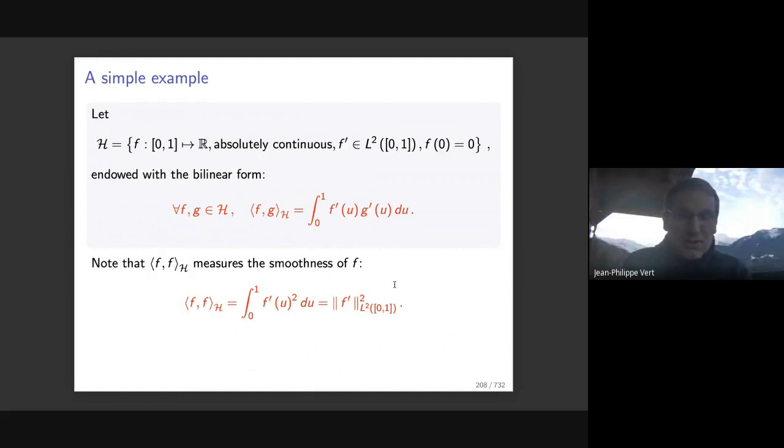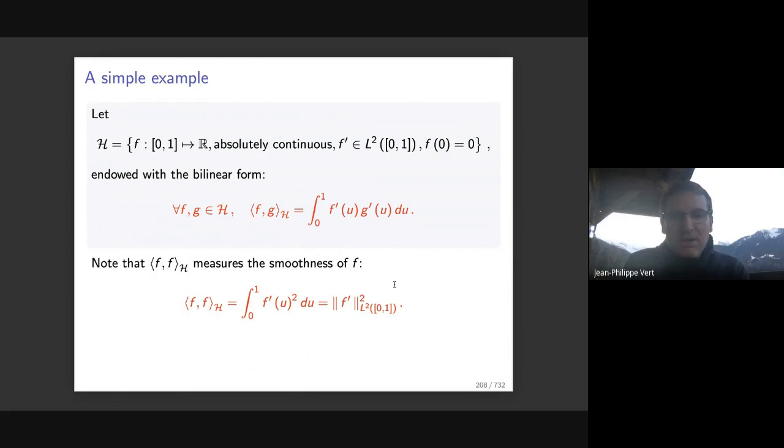And now on that set of functions, we define a bracket, which is a bilinear form. This can be easily seen as the following equation. The bracket of f and g is defined as the integral of f prime of u times g prime of u du. Notice that this is well defined if we assume that f and g are in H, because then f prime and g prime are in L2. This is part of the definition of H.